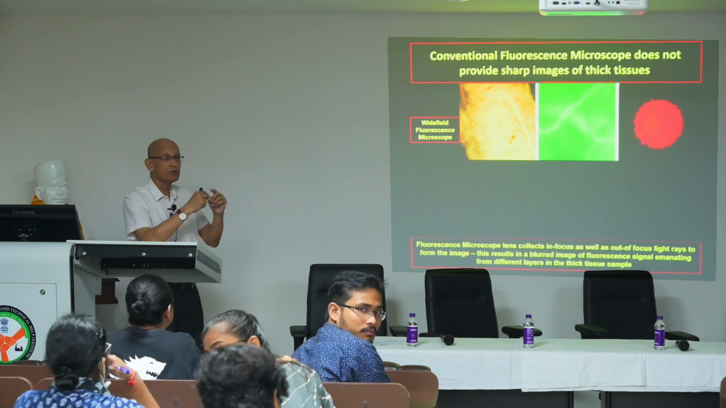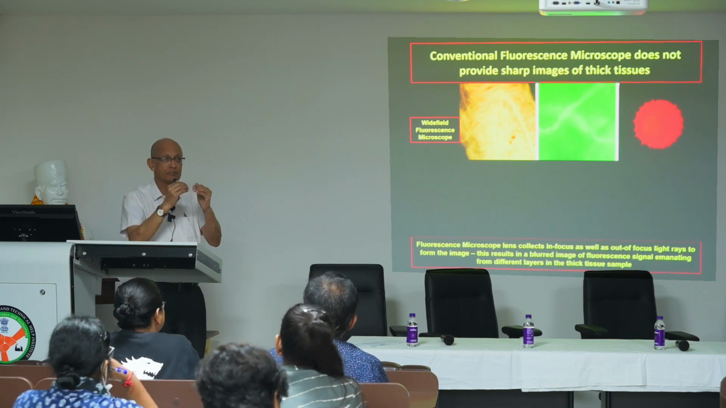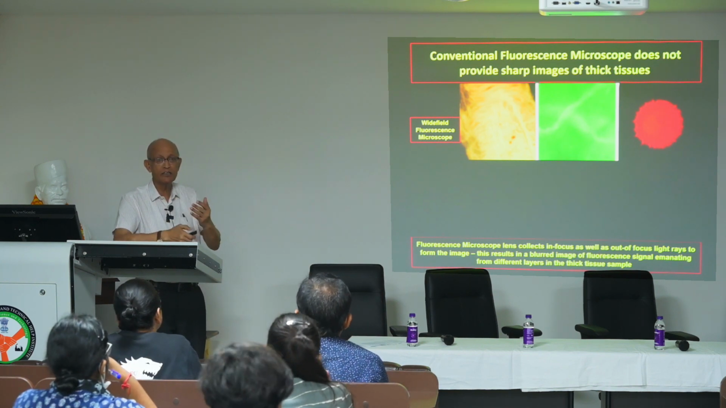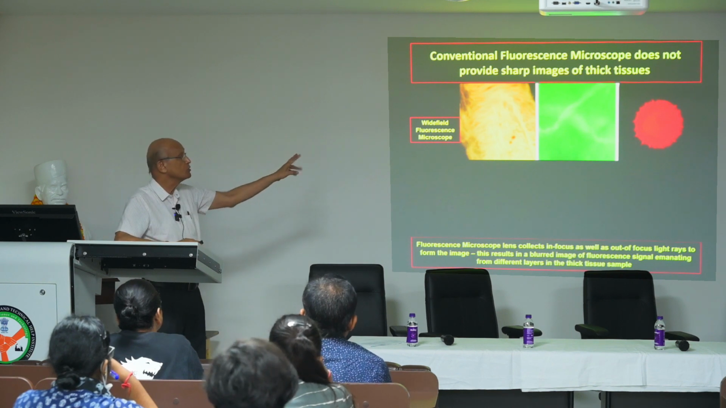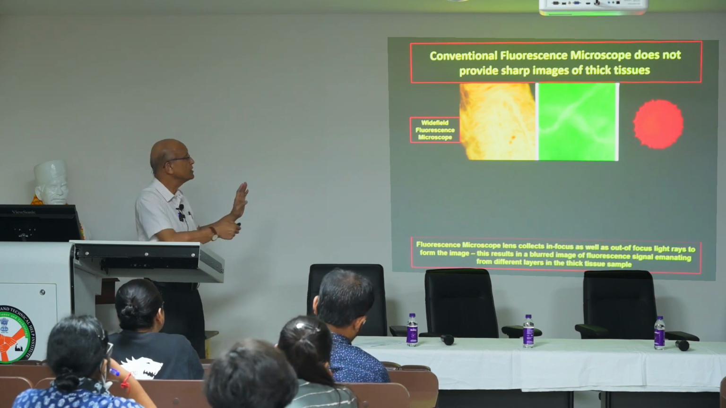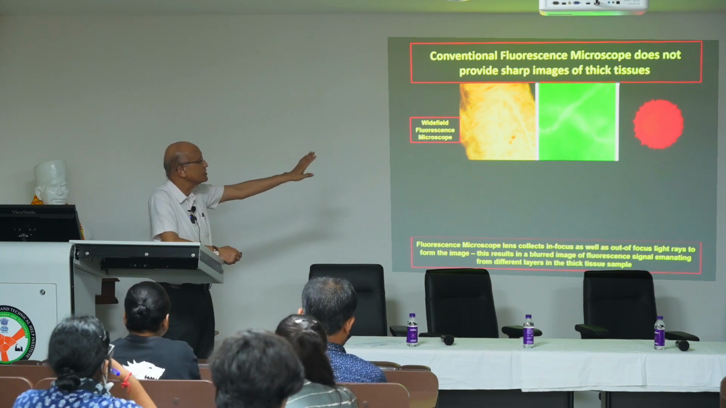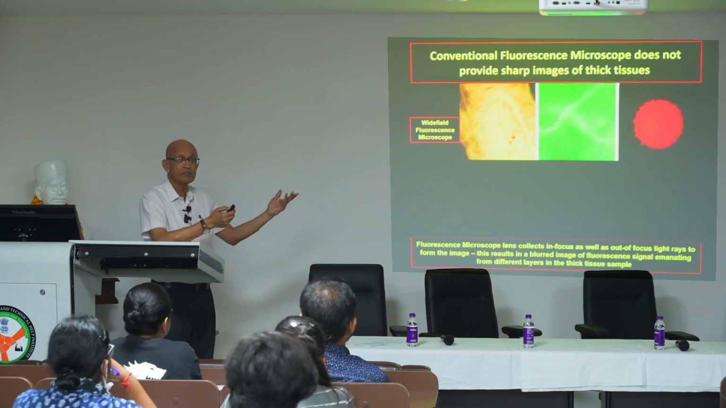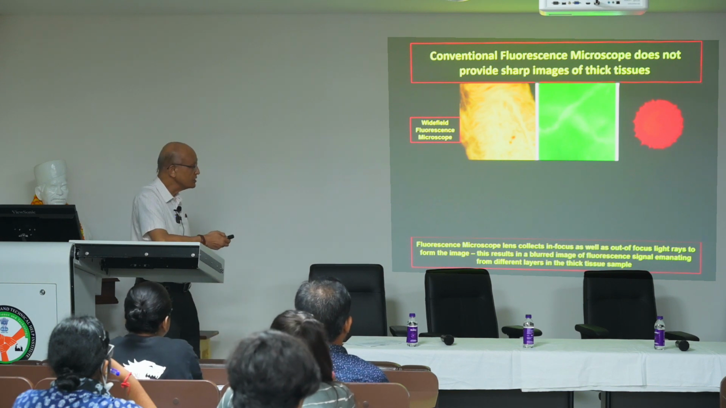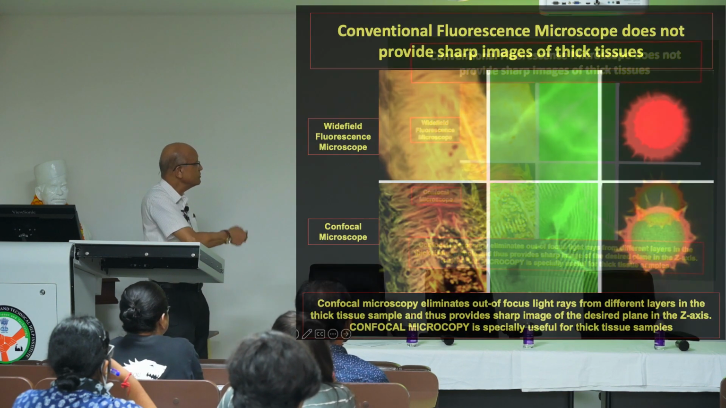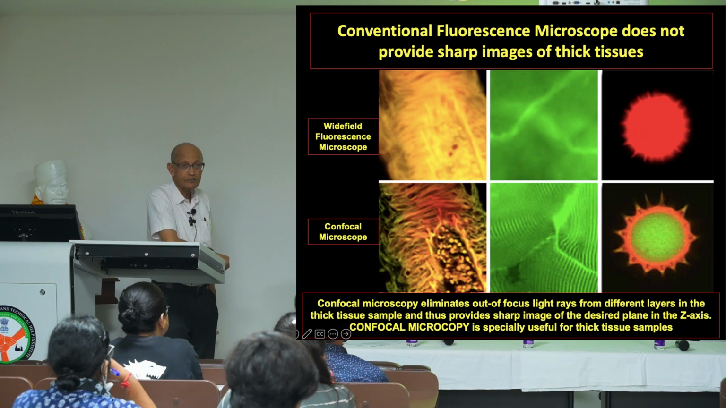Okay. So because of this out of focus light coming from different layers than the layer that you are focusing on, total image looks blurred. For example, here in this tissue we have two fluorochromes, one giving you yellowish fluorescence, another giving you green fluorescence, but the image that you get is all blurred. The same thing if you look in confocal, same tissue, you see all the details.